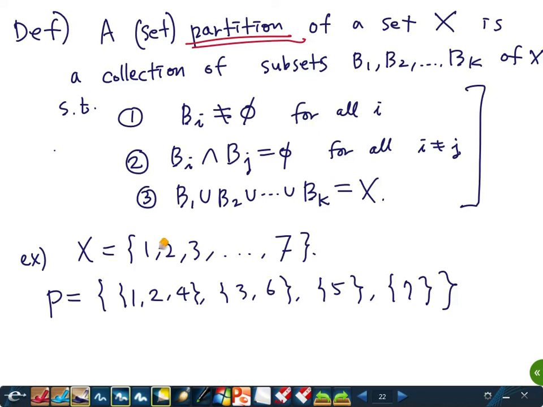So a partition is something like this. And it can be very useful. We will use this later on. A very useful definition, a concept in mathematics.